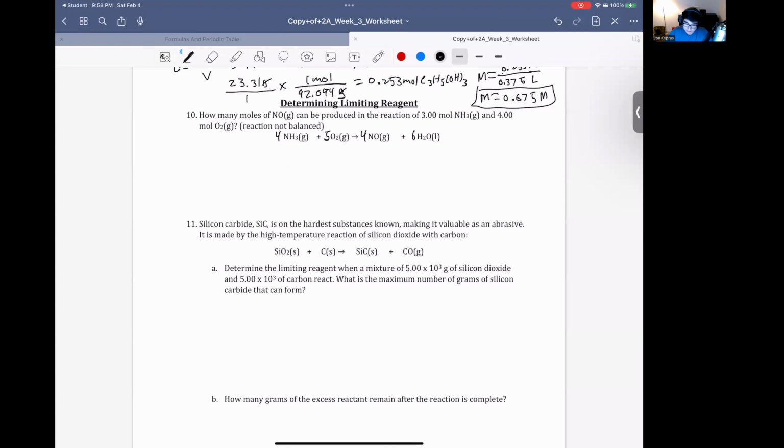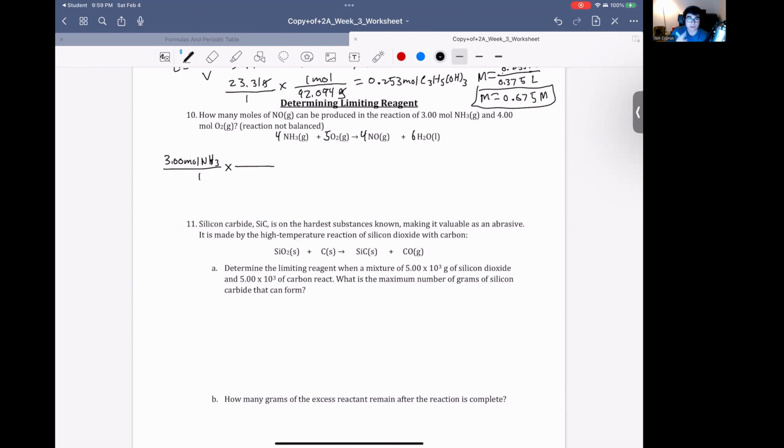So now we can actually do this problem. It says how many moles of NO can be produced from the reaction of 3.0 moles of NH3 gas and 4.0 moles of O2. So the first thing I like to do is put this into moles of reaction. How many times can I do this reaction? We have NH3 and O2. So the way you want to look at it is this. I have 3 moles of NH3. That's what I start with. And how many reactions can I get out of this?